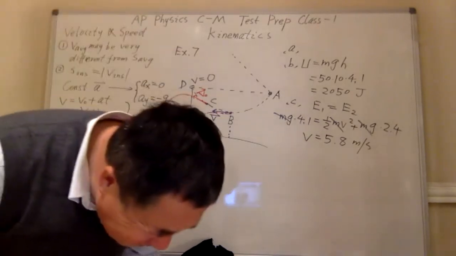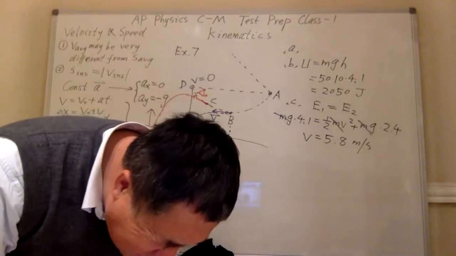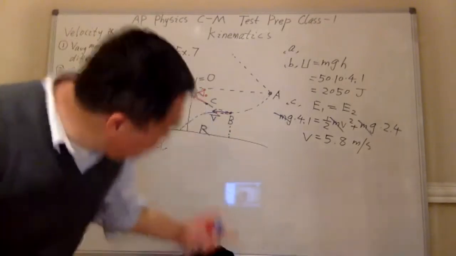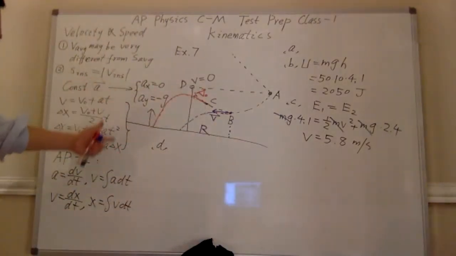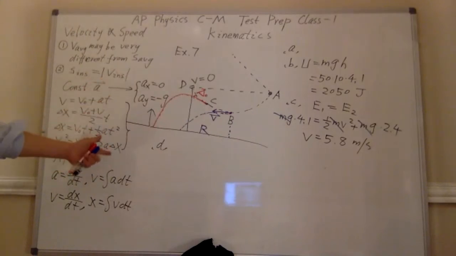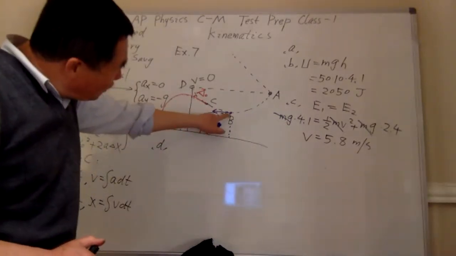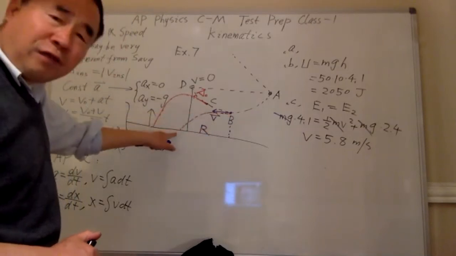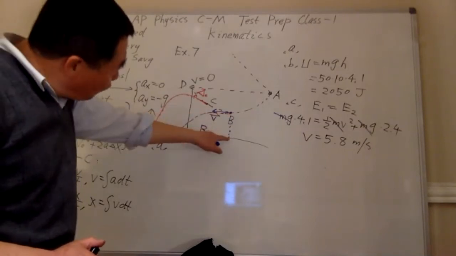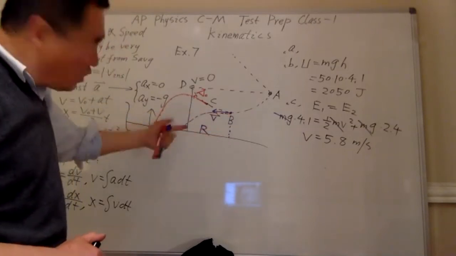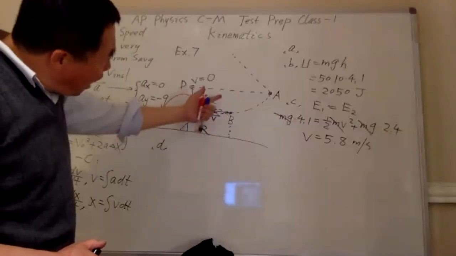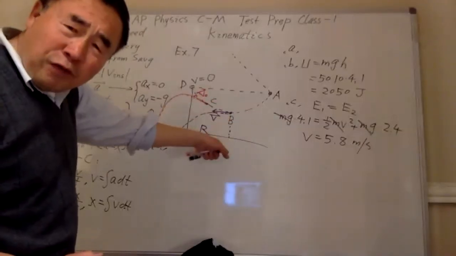How to do that? This part is back to kinematics again. Because number one, you need to figure out how much time they take to fall into the water. Then you will figure out how much range they travel.